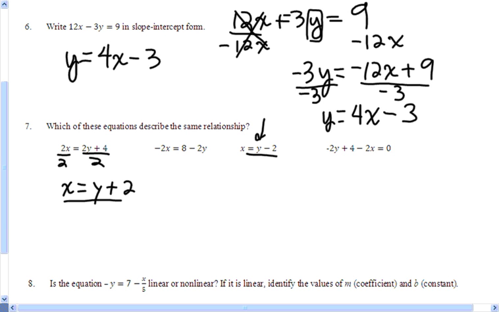Okay, now let's look at this one. What's the only thing keeping this one from being just x equals something? Negative 2. The negative 2, and how do we get rid of that negative 2? Divide by negative 2. Divide both sides by negative 2. Negative 2 divided by negative 2 is 1x. What's 8 divided by negative 2? Negative 4. What is negative 2 divided by negative 2?